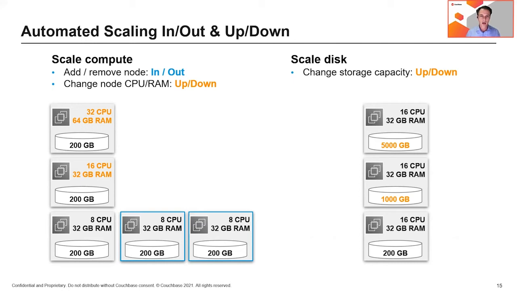Similarly, scaling up and down, within Capella, you can go and change the type of hardware that you're running on. So within the node that you're working on, if you want to increase the number of CPUs and so forth, you make that change and click done, and there you go. And same with scaling the disk size up and down, right? So it's very easy to scale your clusters within Couchbase Capella.